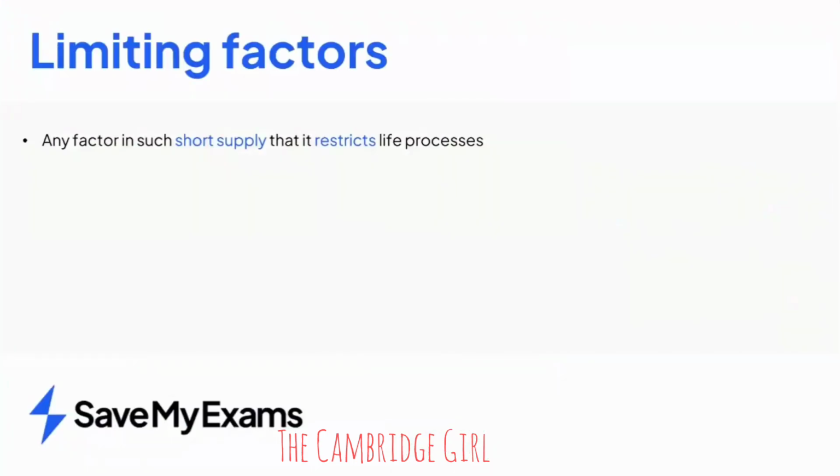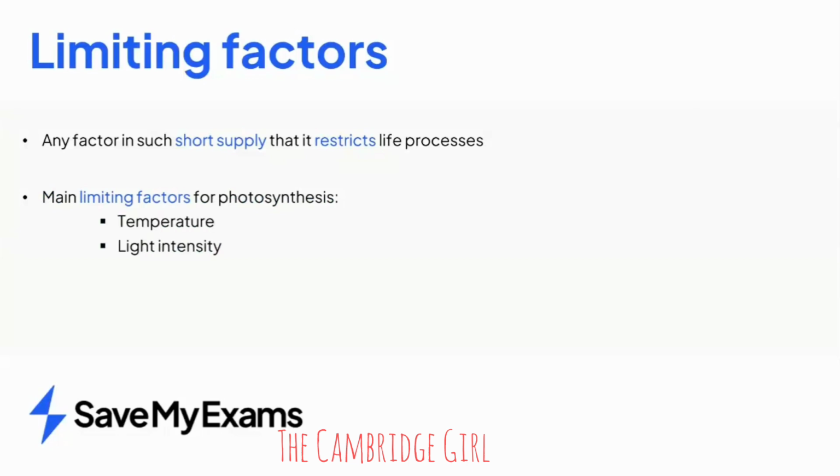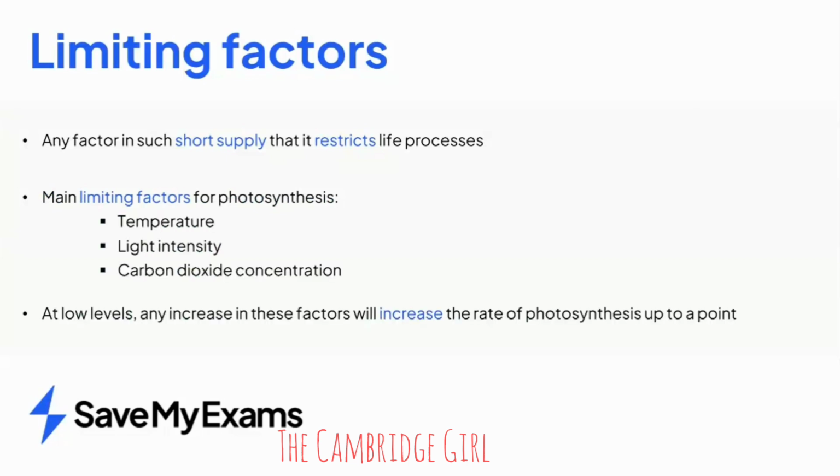In summary, a limiting factor is any factor that is in such short supply that it restricts life processes such as photosynthesis. The main limiting factors for photosynthesis are temperature, light intensity, and carbon dioxide concentration. At low levels of these factors, any increase would result in an increase in the rate of photosynthesis up to a certain point.